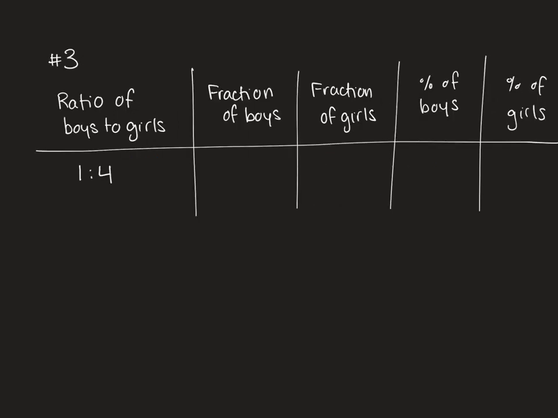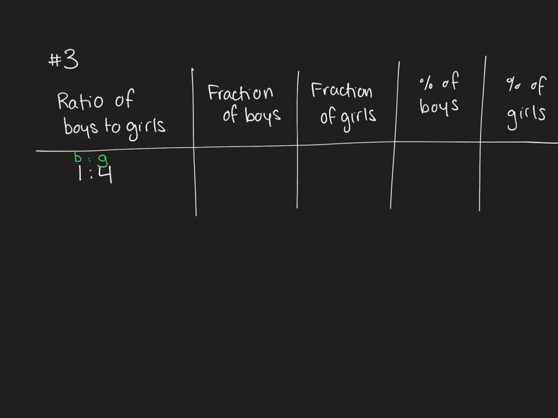Okay? So question 3 asks us to find the missing numbers for each classroom. So we're just going to do one of the rows together. Now, if they give us a 1:4 ratio for boys to girls, that means for every 1 boy, there are 4 girls. So our first box asks us to figure out the fraction of boys.